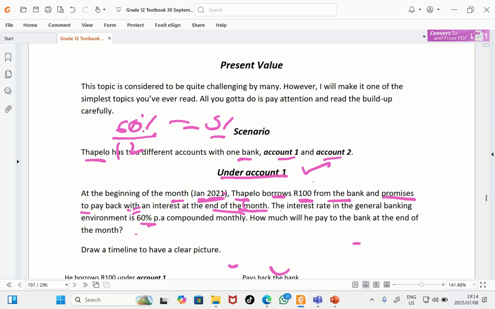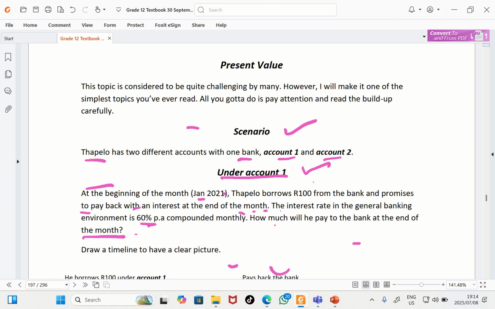But what we are doing here, we started with a scenario. Utapelo has two different accounts, and under account one, this is what we have at the beginning of the month of January 2021. Let's just assume it's today. He borrows 100 rands from the bank and promises to pay interest at the end of the month. The interest rate in the general banking environment is 60% per annum compounded monthly. How much will he pay to the bank at the end of the month?